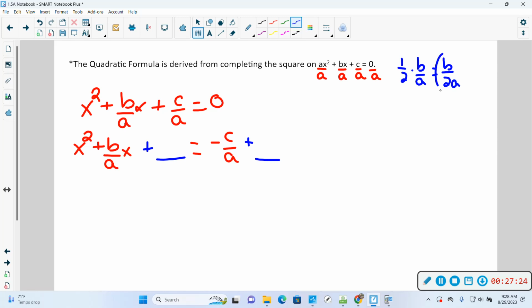Then we're going to square it. Oh, good. We get to practice exponent properties. I'm going to square everything. b squared over 4a squared. Looks crazy, I know. Now, as crazy as this looks, the left-hand side does actually factor. There are expressions that multiply to that and add to b over a.